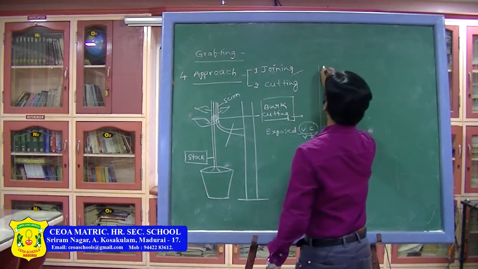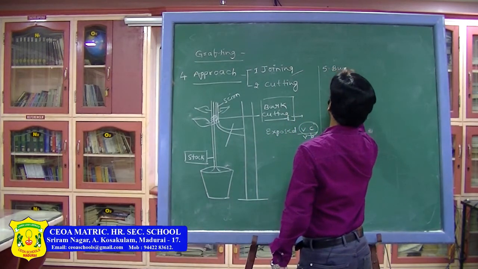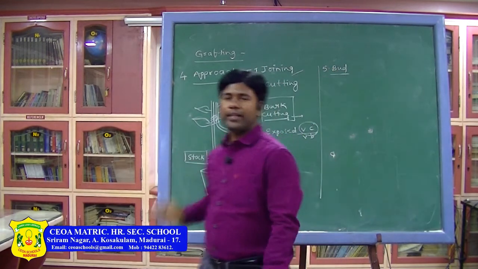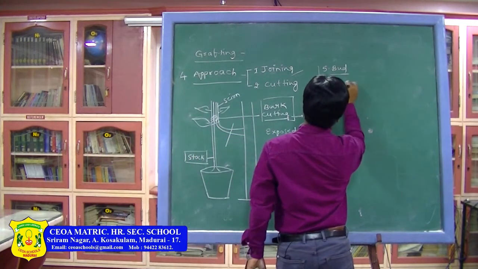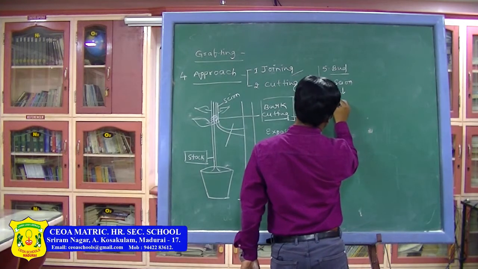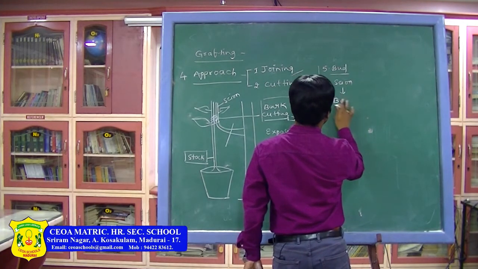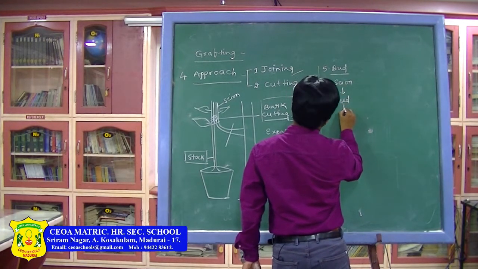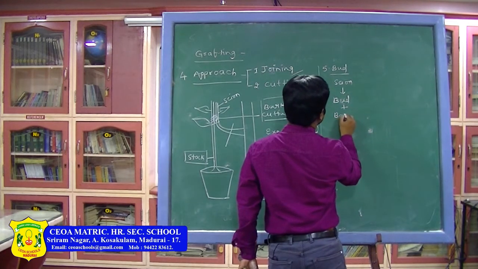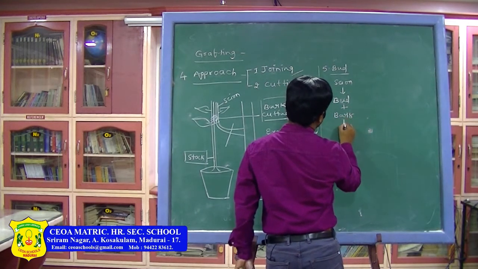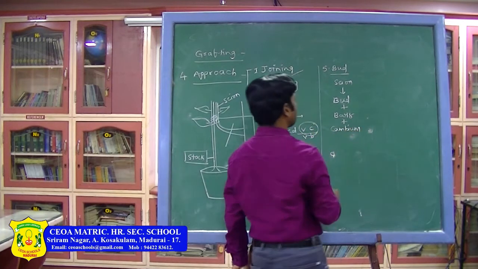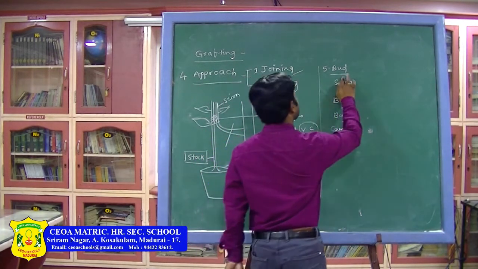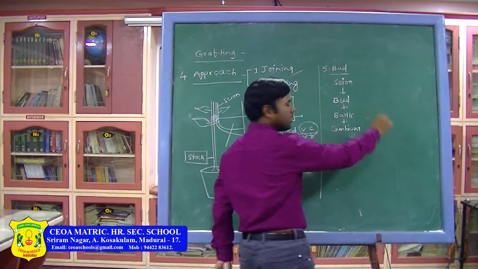Bud grafting. In bud grafting, what happens? Scion: bud plus bark plus cambium. In the scion, we are taking the stem of another plant.